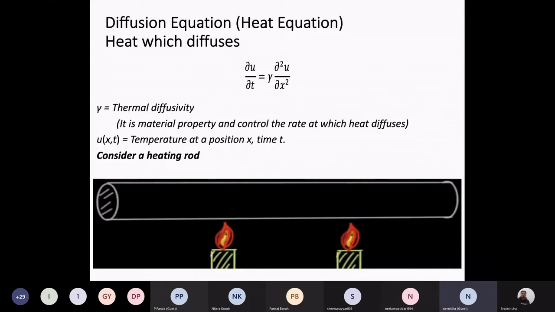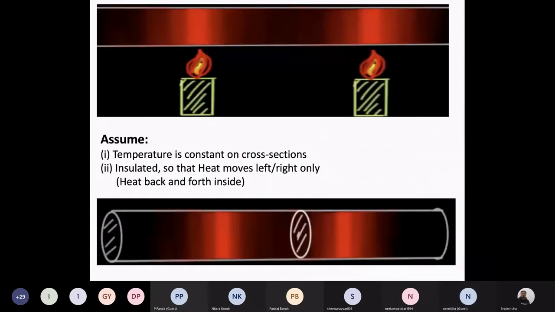Now, just take a rod and I'm going to heat it at two locations. The location is specified here with a candle, two candles. Just imagine what happened. There are certain assumptions. One assumption is temperature is constant on the cross section, and it is insulated. Insulated because I assume that heat moves only left and right. So heat basically moves back and forth inside only.